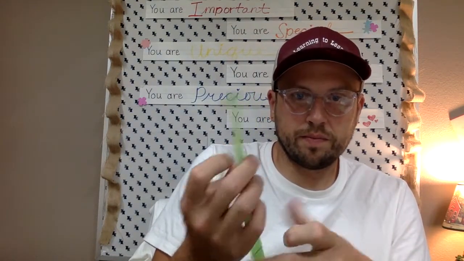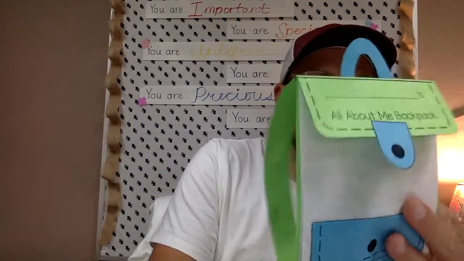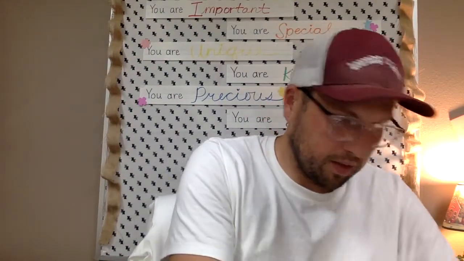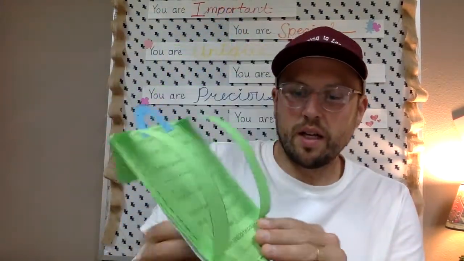Fold that down. Fold this down. Put a bunch of glue on there. Okay, goes on the other side. And the other side. This glue does not want to stick. All right, so now you've got two little straps on the back of your backpack. I would let it sit and dry for a few minutes before you do anything with it.